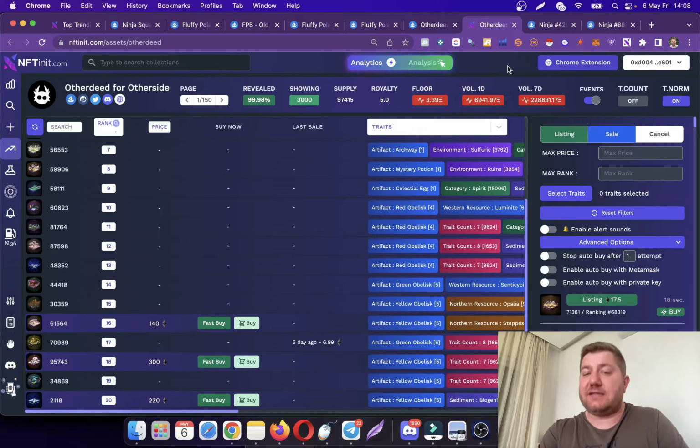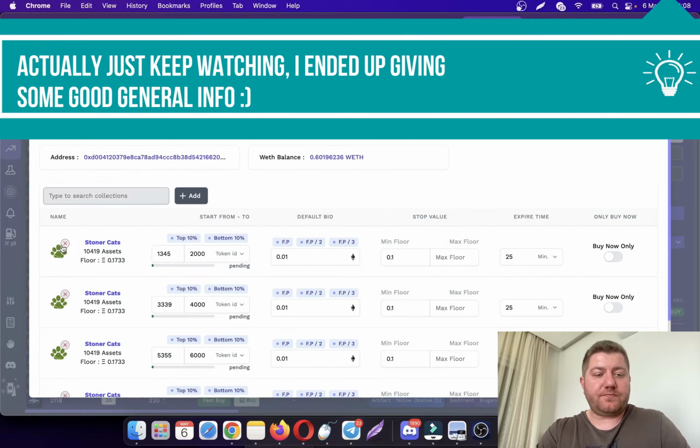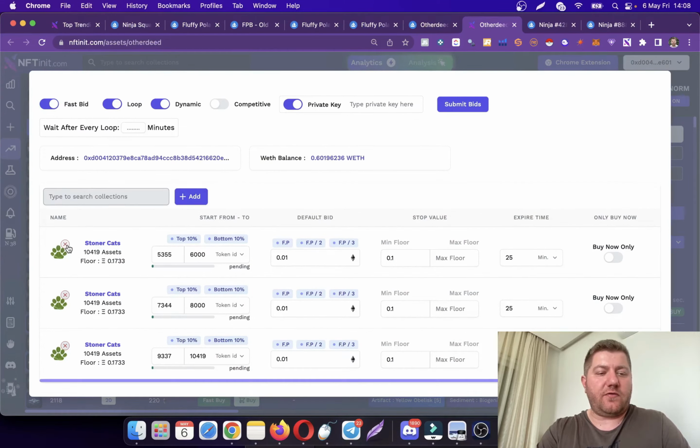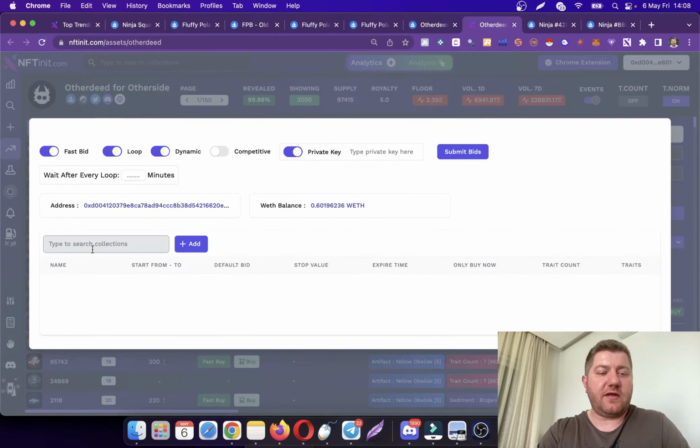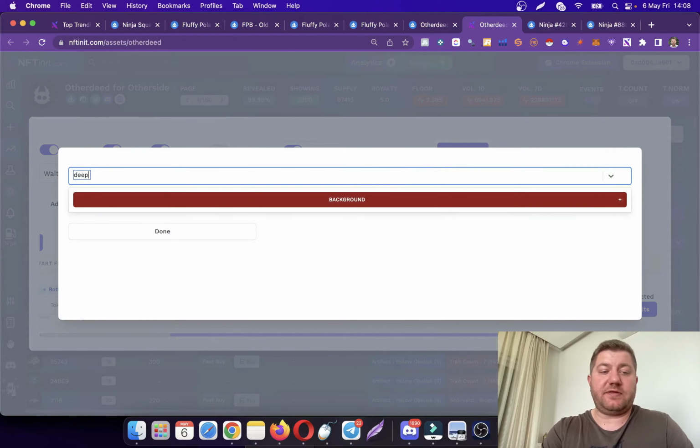Let me show you how the system works. You can skip this part because this is a premium feature of NFTinit, but I'm going to show you anyway. If you're not interested in how the system works, please just skip. So which one should we go for? Let's go for the Ninja Squad collection. I'm adding it, and what you do is you come here and type deep alpha.